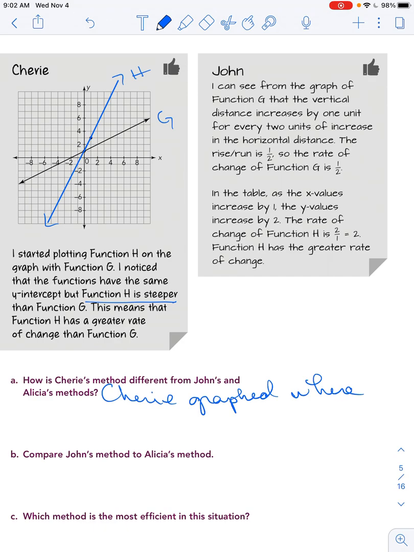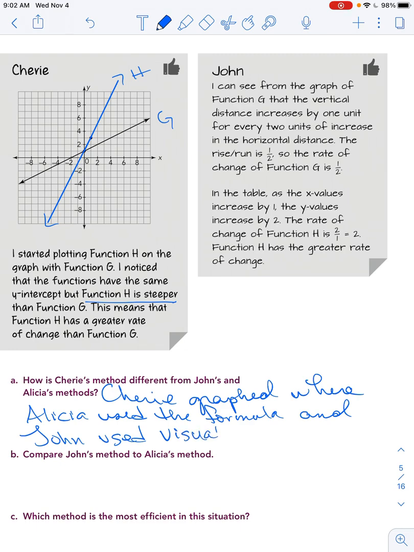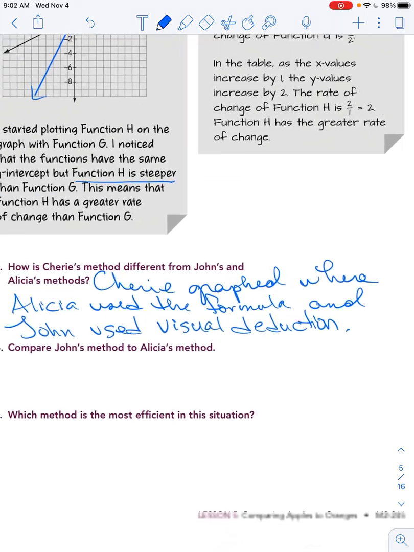where Alicia used the formula and John used visual deduction. Okay, and I just compared.